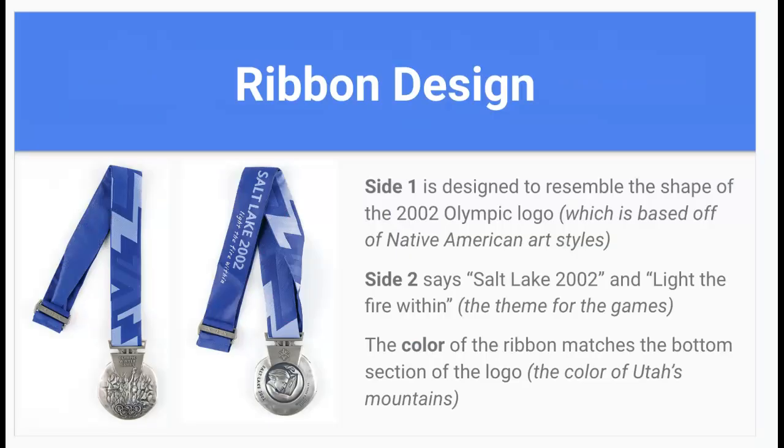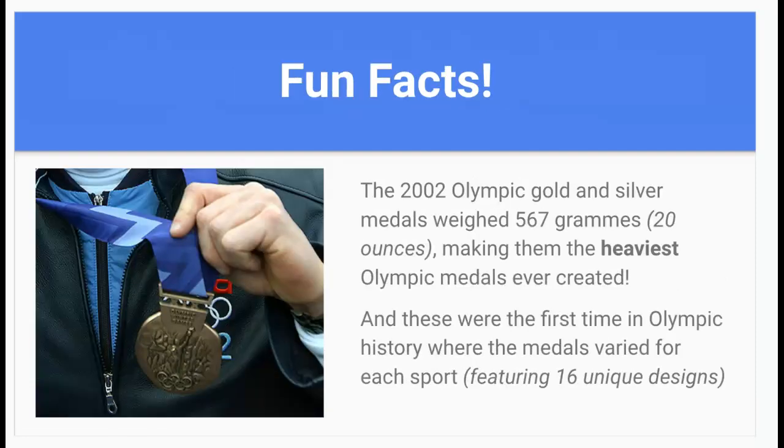And then we talk about the ribbon design that would hold the medal. So side one is designed to resemble the shape of the 2002 logo, very similar to what we saw on the uniforms, representative of the Native American art styles. On side two, it said Salt Lake 2002, Light the Fire Within, the theme of the Winter Games. And the color of the ribbon matches the bottom section of the logo, that purplish bluish color that harkened back to our Utah mountains.